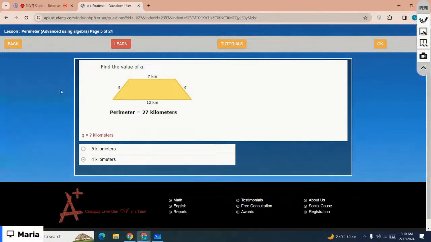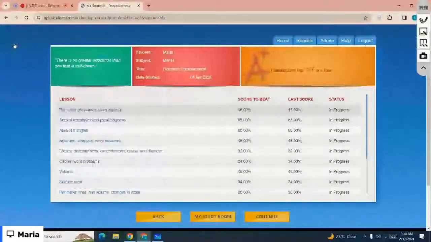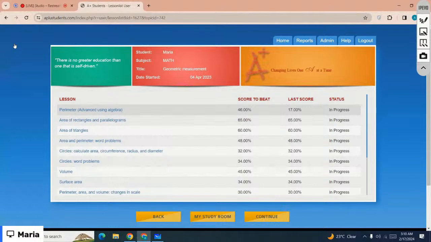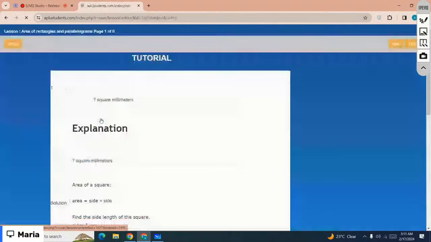You can complete the lesson by yourself later today. Let me just move on to the next lesson. The next one is area of rectangles and parallelograms. Let's just start with the next lesson. So here I am on the next lesson, that is area of parallelograms and rectangles.